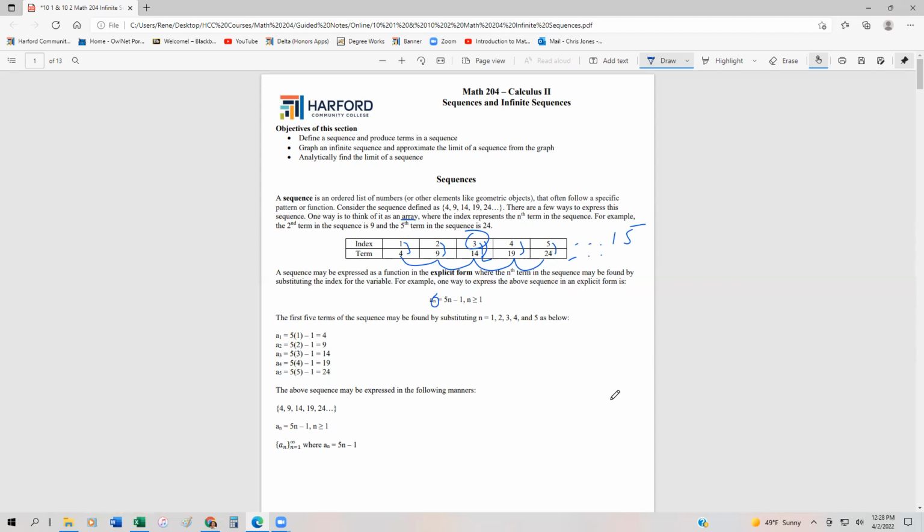So it's basically like a function. For instance, if we plug 3 into n in 5n minus 1, that gives us 14. And if we wanted to list out the first few terms of the sequence, we would substitute 1, 2, 3, 4, 5. So it's really easy to evaluate the terms in a sequence. What's not so easy, though, is to come up with these explicit forms.